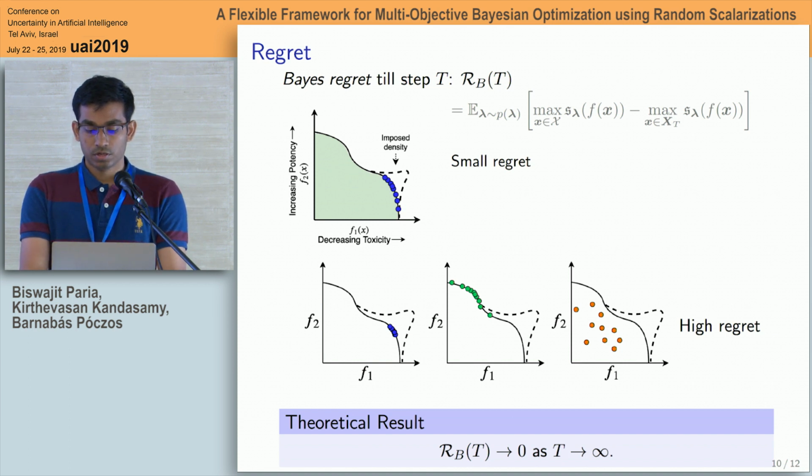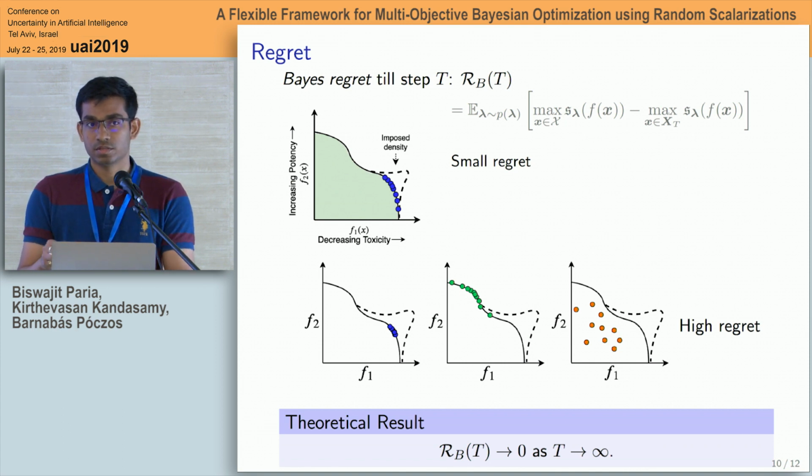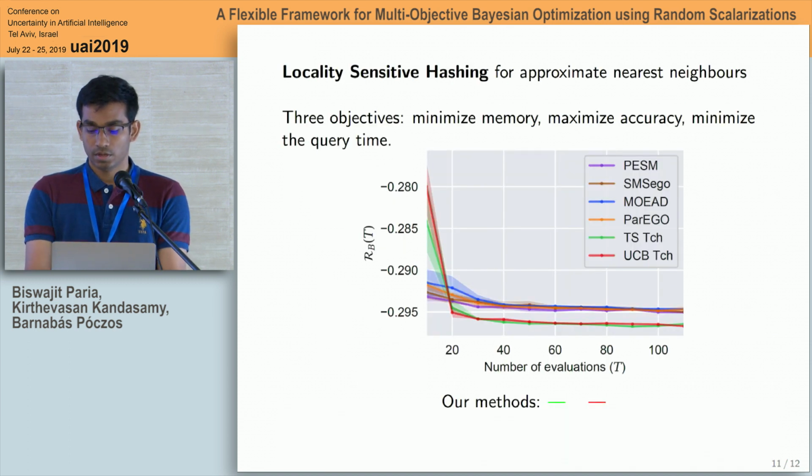We prove a theoretical result on this, and we show that as the number of steps goes to infinity, the regret goes to 0. We prove this by showing that the cumulative regret grows sublinearly and the Bayes regret is less than or equal to 1 over t times the cumulative regret. I'll skip all the details, but this is the basic result, that the regret goes to 0 as t goes to infinity.